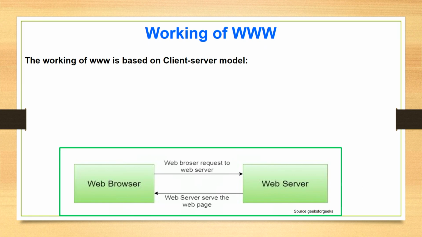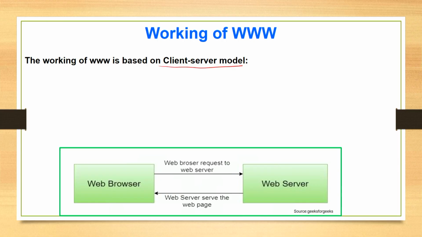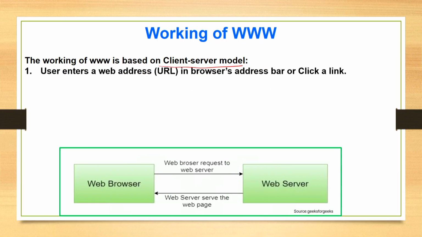Next question comes, how does the World Wide Web work? It basically works on the client server model. Client server model means what? The client sends a request to the server and the server responds accordingly to the client, or you can say provides services to the client. So, in the figure you see that there is a web browser and a web server.